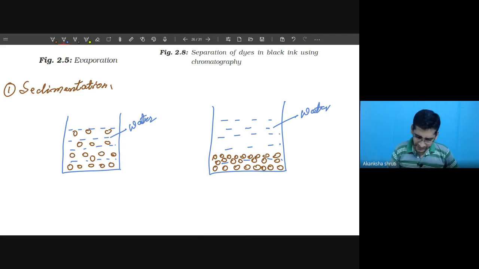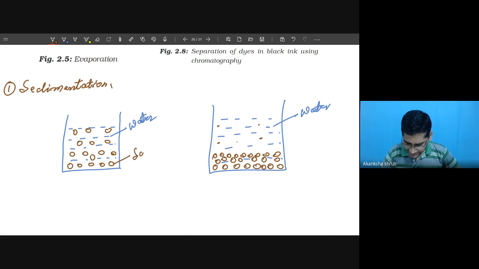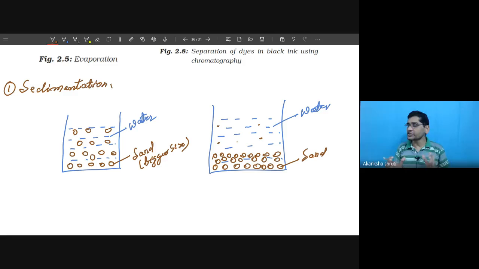Even a very small amount of sand or solid particles is also in the upper layer. This is our sand particle, of the bigger size. This sand particle we are considering may be pebbles. So these are the sand particles. You are taking a mixture of sand and water and keeping it undisturbed for a very long time. It will get converted automatically into this form.